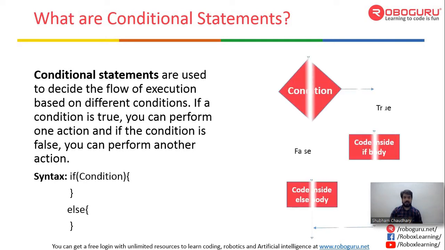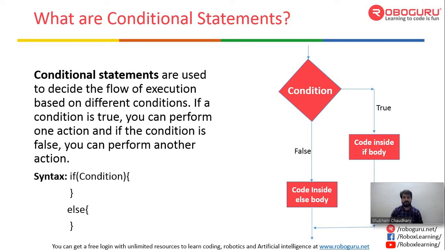So here's a flow chart of a conditional statement. If there is a condition and it's true, the code inside the if body will be executed. And if the condition is false, the code inside the else body is executed. So here is the syntax of the if and else conditional statement.